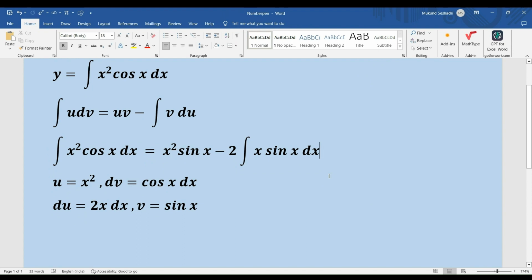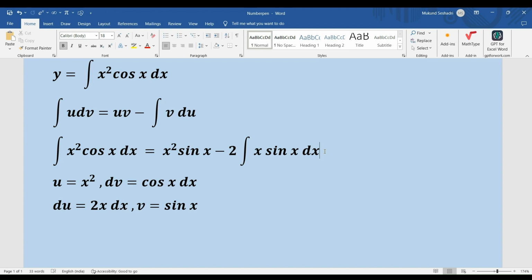So now my RHS has got two parts. One is an x square sin x, which I do not have to worry about. And the second one is an integral of x sin x dx. Again, I do not have this in a very simple format, right? Therefore, I will have to apply integral by parts once again because this function as well is of the form integral of u dv, right?